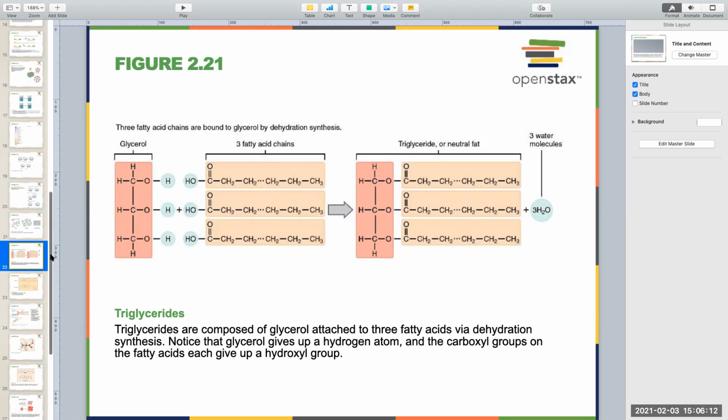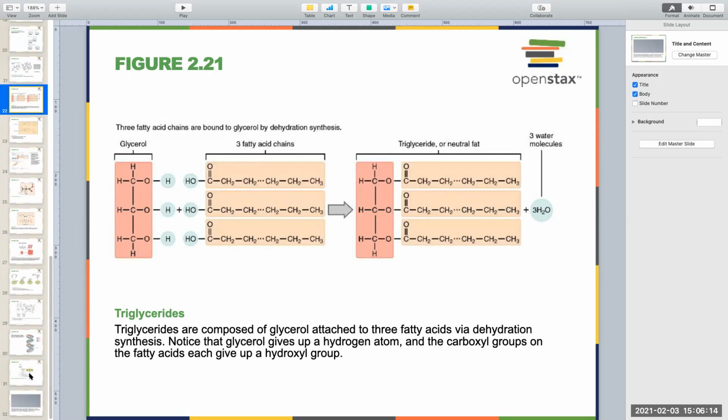Okay, so that is all we have for chapter 2. We will be getting together tomorrow and we will start chapter 3, which is all on the cell.